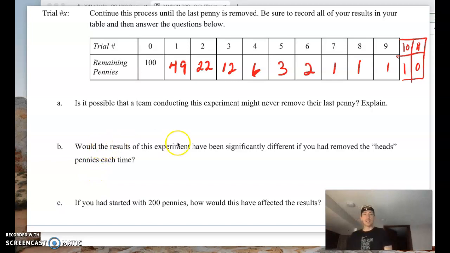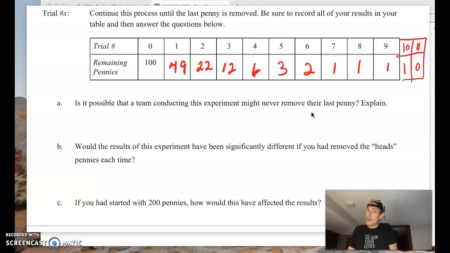Is it possible that a team conducting this experiment might never remove their last penny? Of course it is, right? I could have flipped that coin forever and always gotten heads, meaning that I never would have removed the tail, okay? Would the results of this experiment have been significantly different if you removed the heads each time?